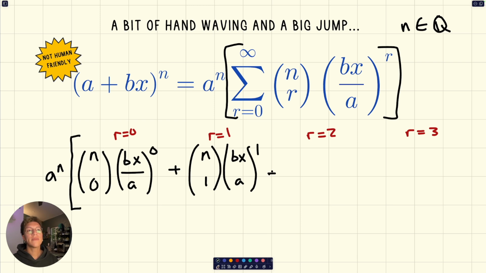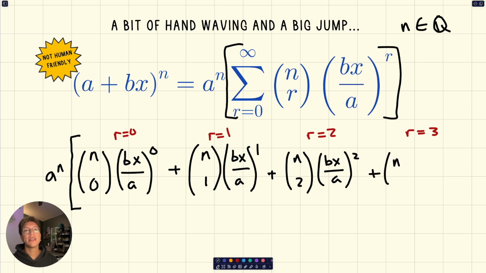And so our next one, just like before, n choose 2 now, bx over a, oops, that should be over a, all raised to the second power, and then n choose 3, bx over a again, all to the third power, and then again, keep in mind, this summation goes up to infinity, so this is an infinite series of terms.